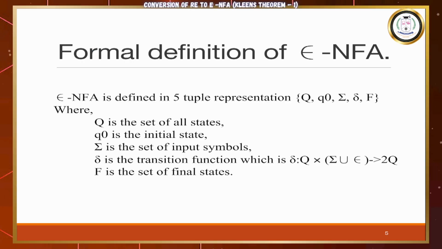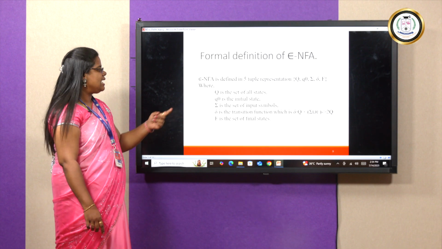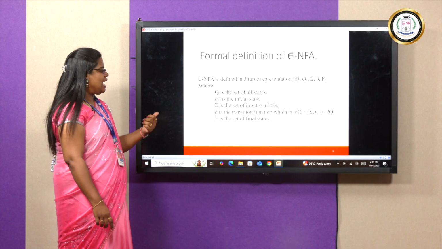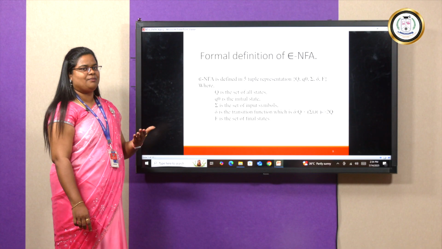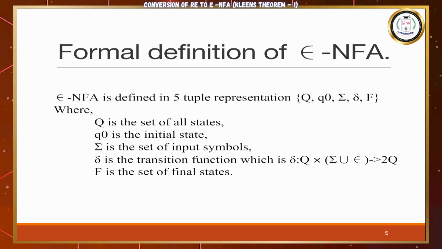Formal definition for epsilon NFA. We have defined all the different finite automata using 5 different components. First one is Q. Q represents the set of all states. Q0 is the initial state. Sigma is the set of input symbols, for example 0, 1, A, B, etc. Then delta is the transition function. In epsilon NFA, the transition function takes the symbols including epsilon, and F is the set of final states.